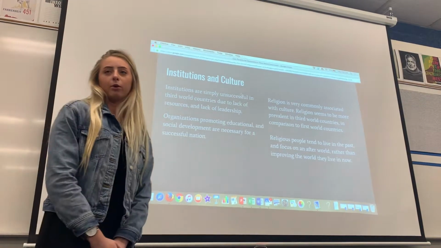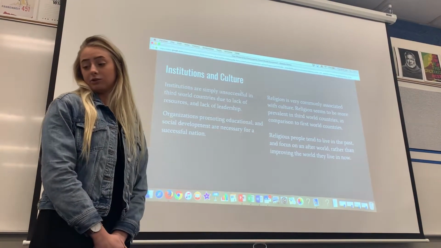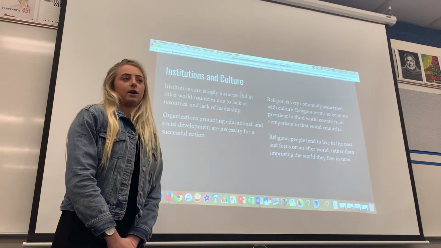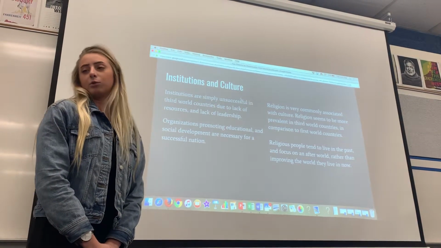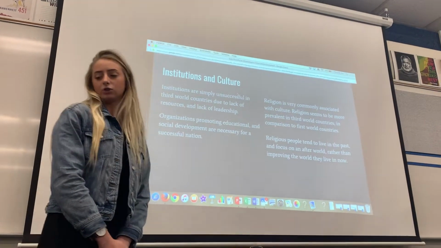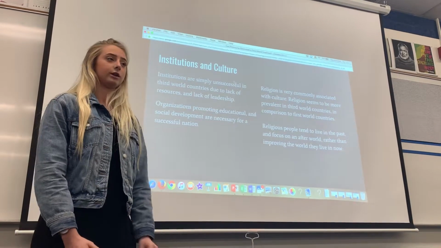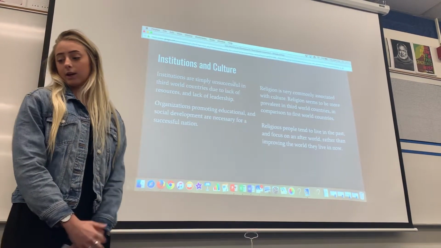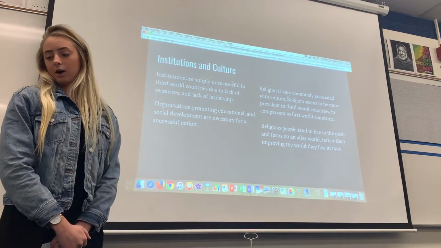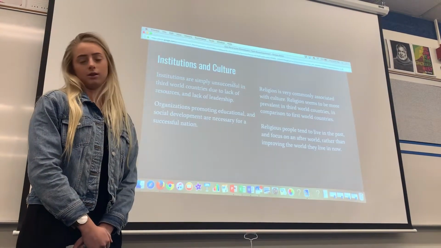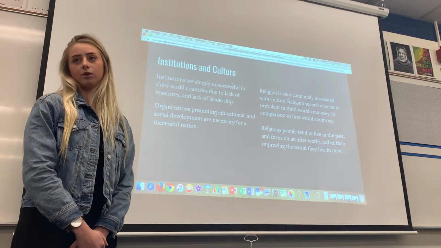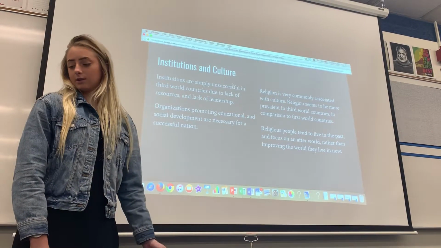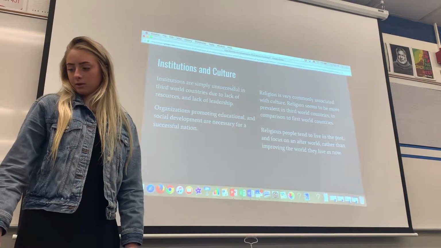Institutions are extremely important in developing countries. This is something that third world countries simply lack. They aren't able to have successful institutions due to lack of resources and leadership. Educational organizations and social development are necessary for a successful nation, and this is something that third world countries aren't able to do, and they tend to stay undeveloped.